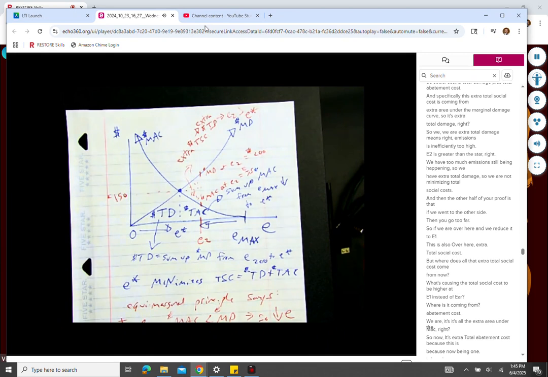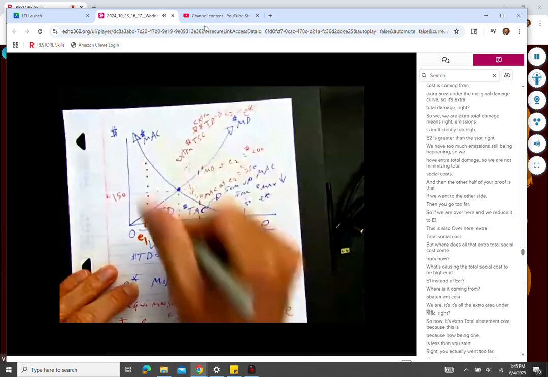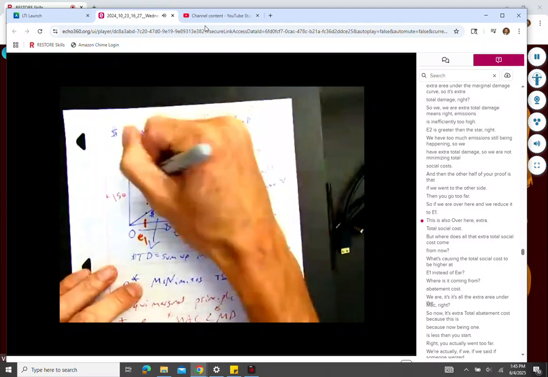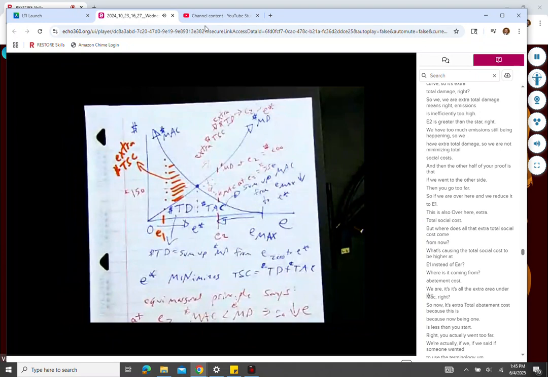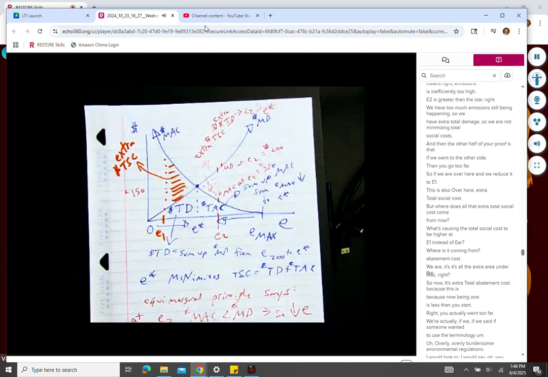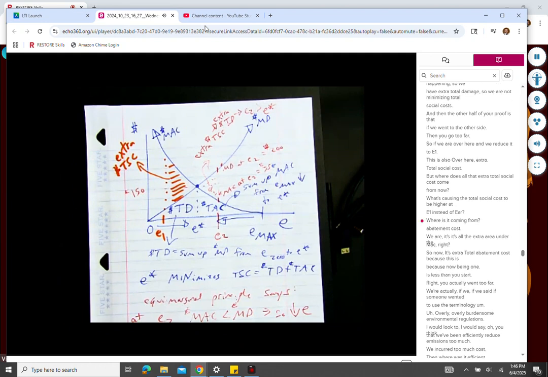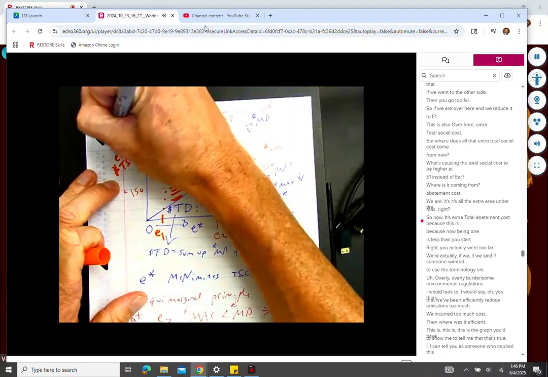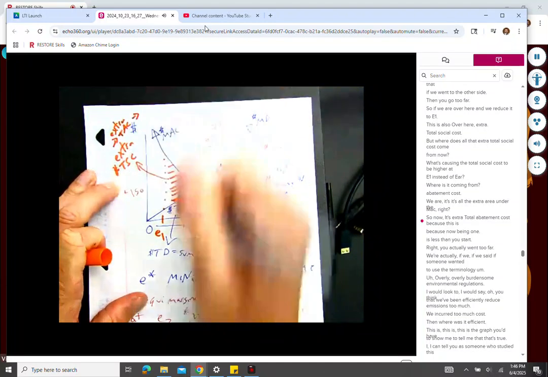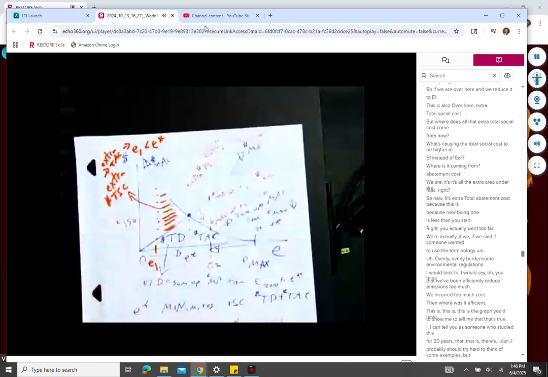And then the other half of your proof is that if we went to the other side, then you go too far. So if we are over here and we reduce it to E1, this is also extra total social cost. But where does all that extra total social cost come from now? What's causing the total social cost to be higher at E1 instead of E star? Abatement cost. It's all the extra area under the MAC curve. So now it's extra total abatement cost, because E1 is less than E star. You actually went too far.